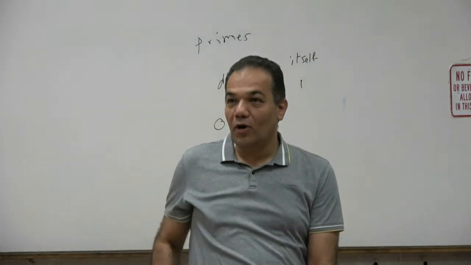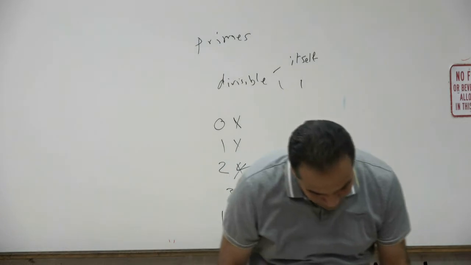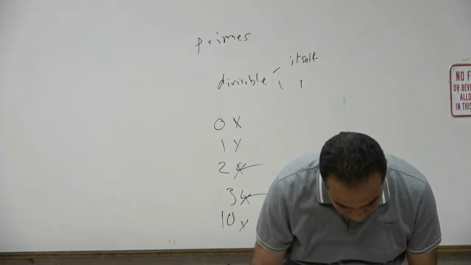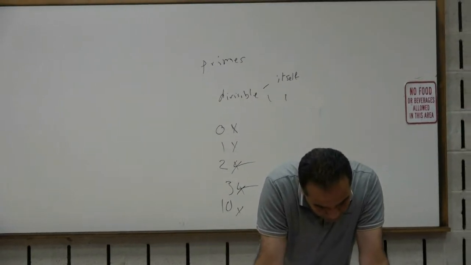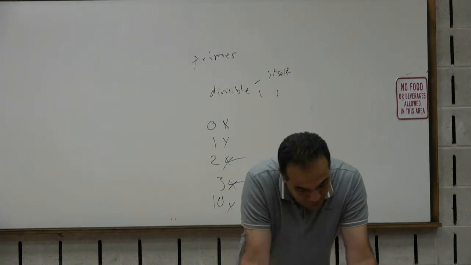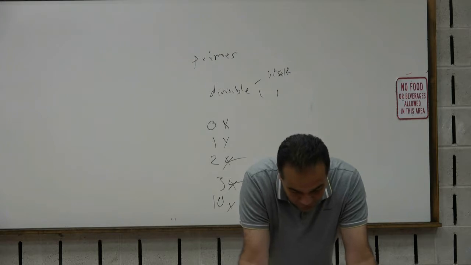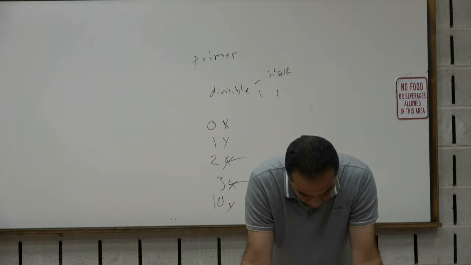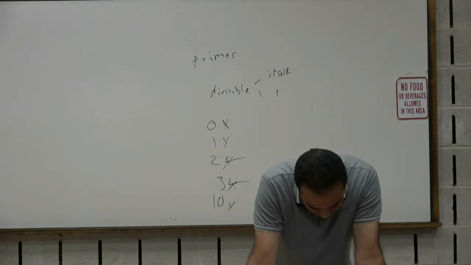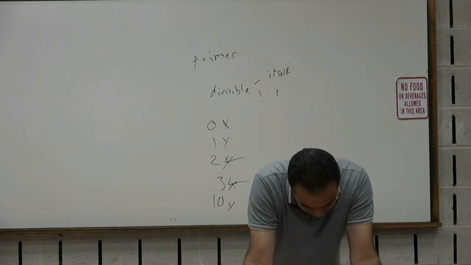So we work with primes a lot. Usually when the numbers are positive integers, number 1 has exactly 1 divisor. Primes have exactly 2 divisors, and composites have more than 2 divisors, right?